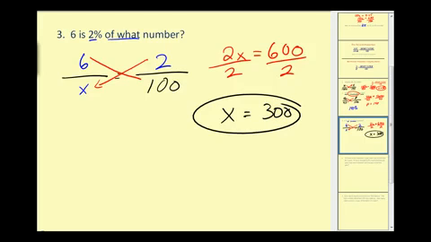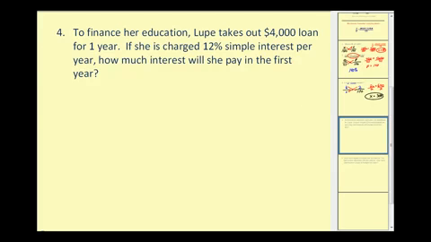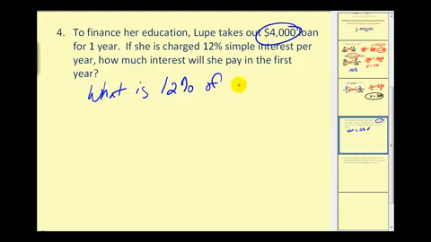Okay, let's take a look at a couple applications. Again, the key to solving an application is to try to reword this into a simple percent question. To finance her education, Lupe takes out a $4,000 loan for 1 year. If she is charged 12% simple interest per year, how much interest will she pay in the first year? Well, if she's charged 12% interest, the question is, what is 12% of the loan amount, which is $4,000? Okay, so once we reword this, we can just write our proportion and solve for the unknown.